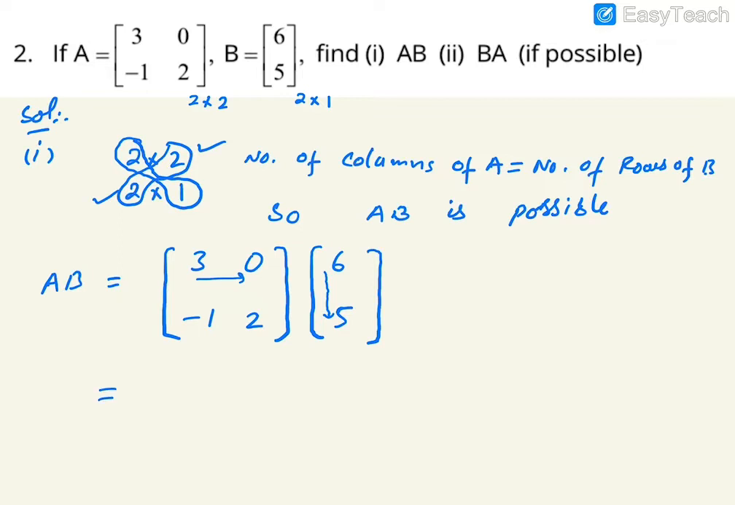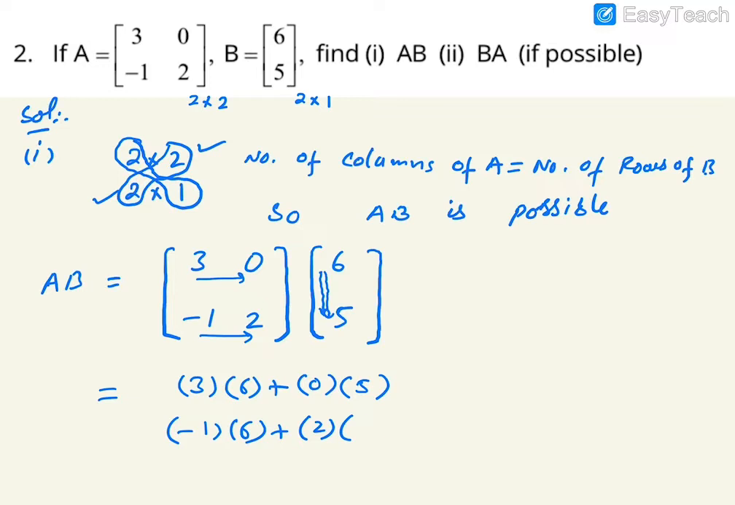So we will write here 3 times 6 plus 0 into 5. The first row is multiplying with the first column, so you write it in the first row and first column. Now the second row will multiply with this column again. So how will you multiply? Minus 1 will multiply with 6 plus 2 will multiply with 5. Similarly, minus 1 first with 6 and 2 with 5.